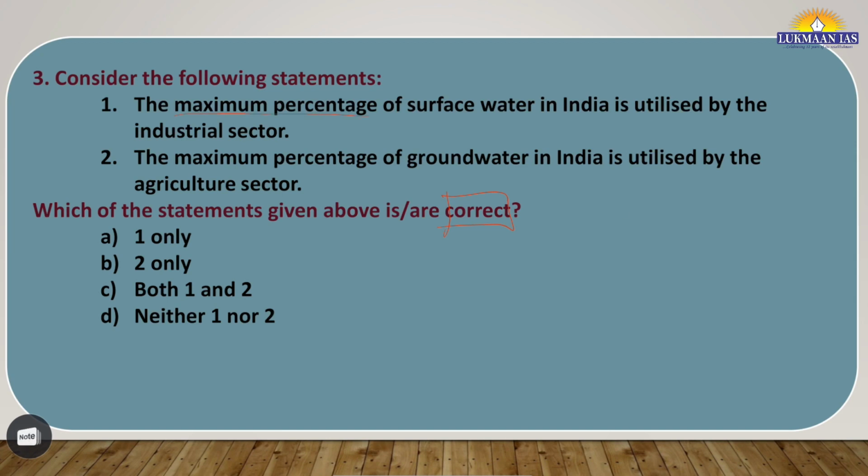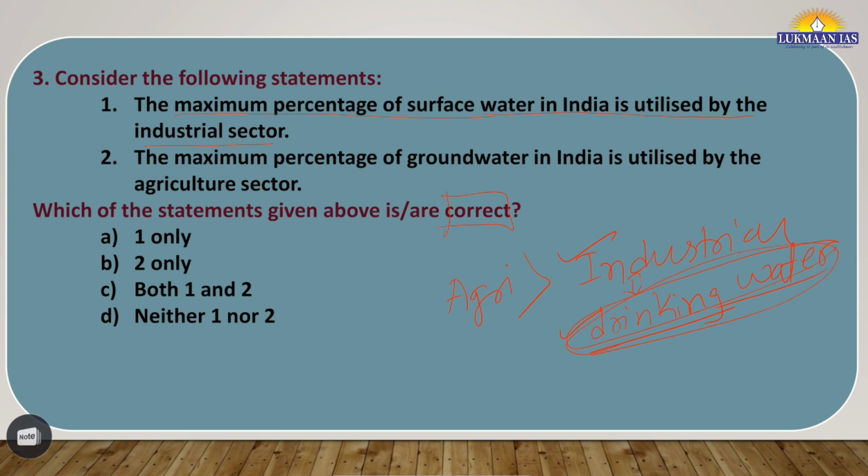So the maximum percentage of surface water in India is utilized by industrial sector. One should know in India majority of the water, be it groundwater or surface water, is utilized by agriculture. Thereafter we can say that industrial and, let's say, drinking water or urban utilization, for personal utilization we can say, इन दोनों में ग्राउंड वाटर और सरफेस वाटर में डिफरेंस है. ग्राउंड वाटर इंडस्ट्रियल ज़्यादा यूज़ होता है, बट सरफेस वाटर ड्रिंकिंग वाटर के लिए ज़्यादा यूज़ होगा, राइट.